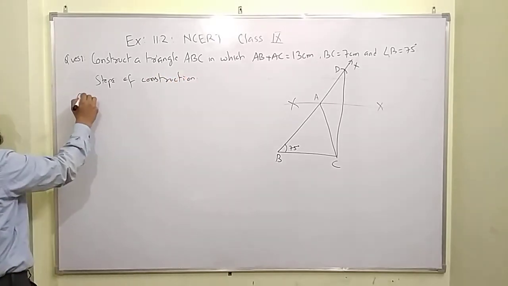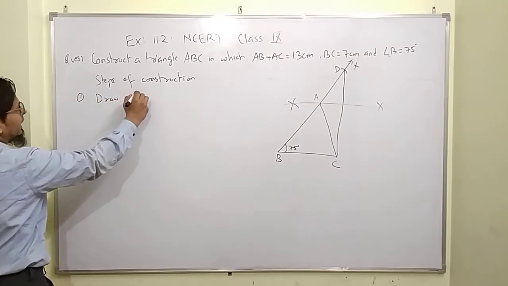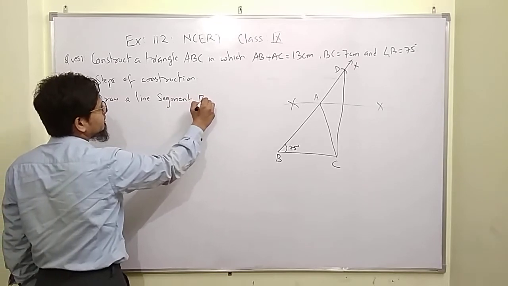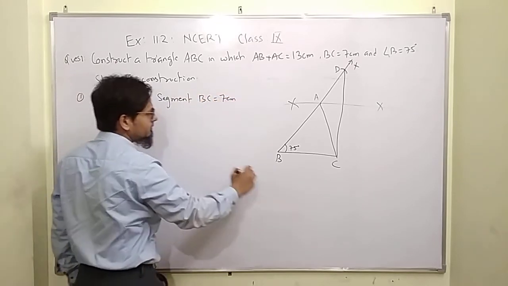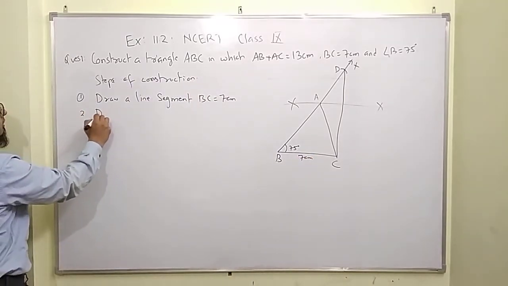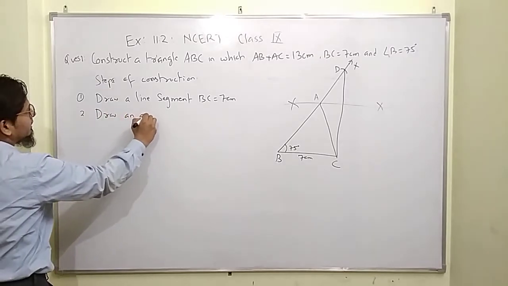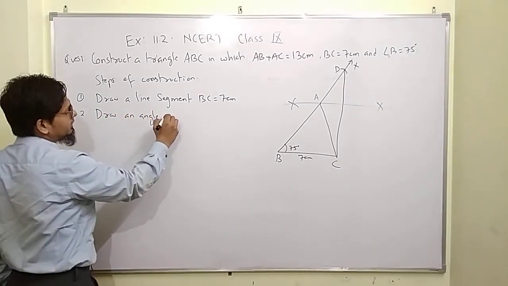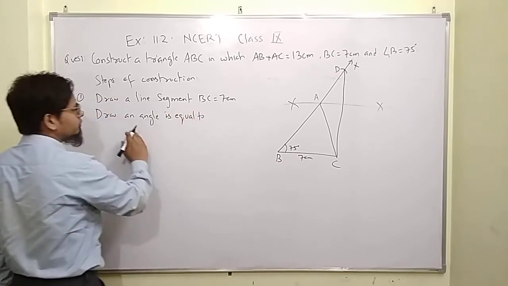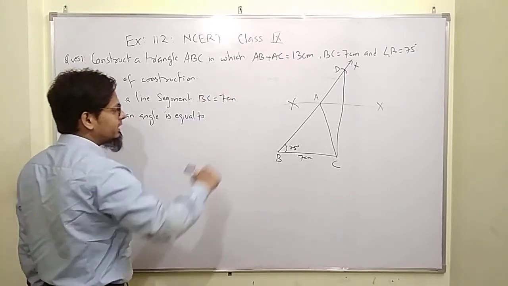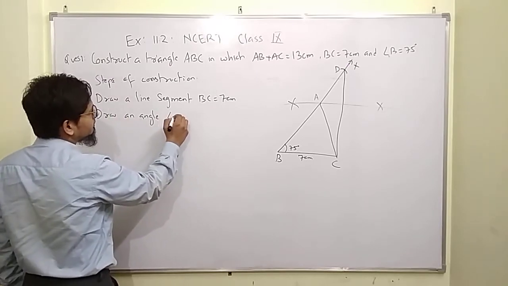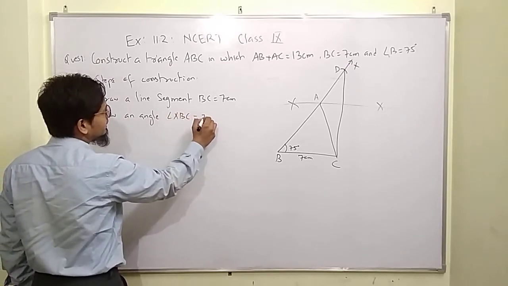First, draw a line segment BC equal to 7 centimeter. Draw an angle XBC equal to 75 degree. You can also write it in this way as well.